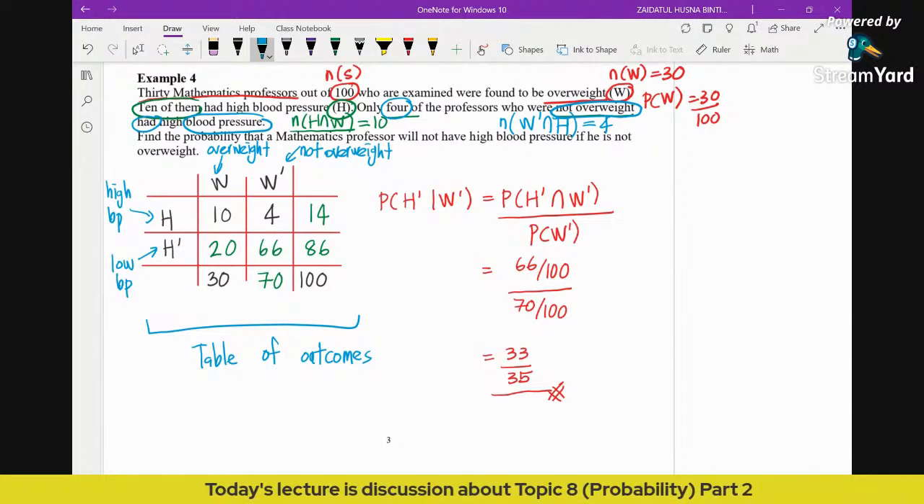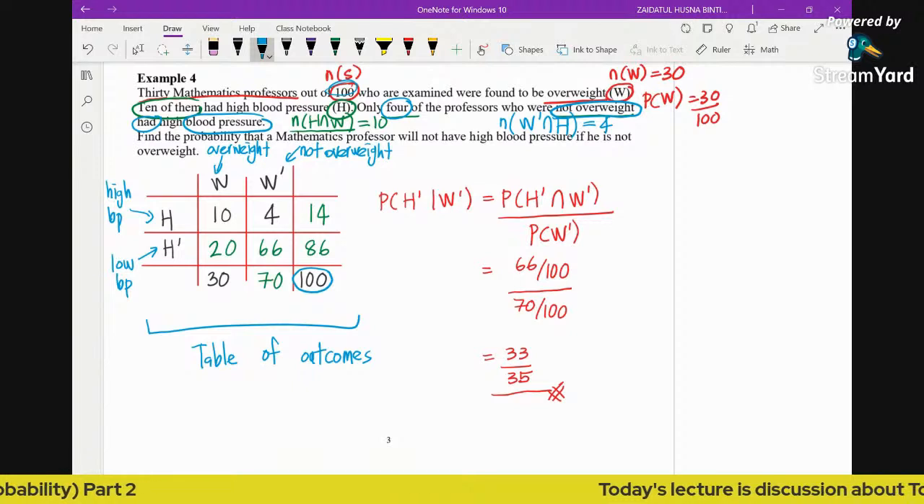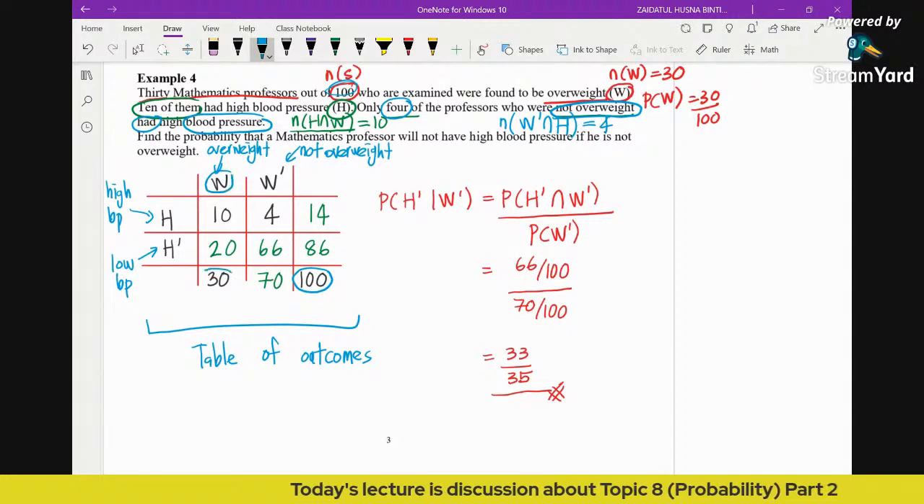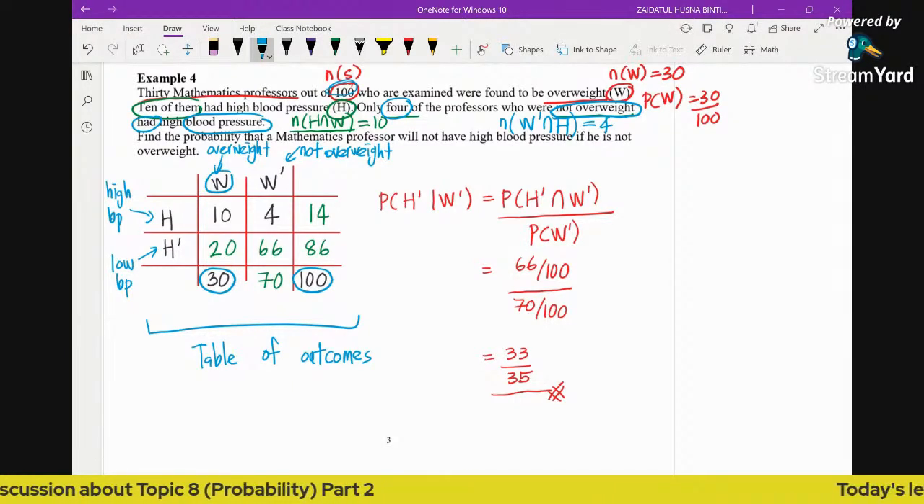Because we know that there are altogether 100 professors, that's why we put 100 here. And then 30 of them are found to be overweight. So here we see the W, right? So we put 30 here. 30 are overweight, regardless of whether they have high blood pressure or not. But we know that 30 out of 100 are overweight, so we put 30 here.